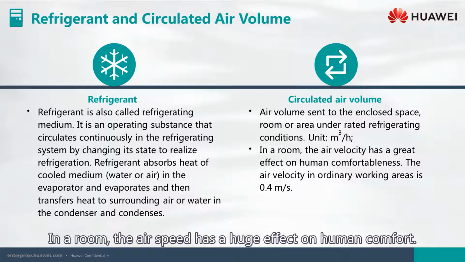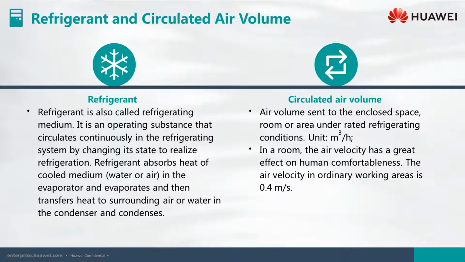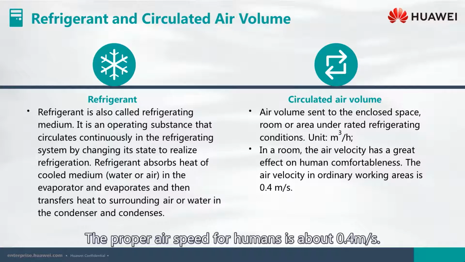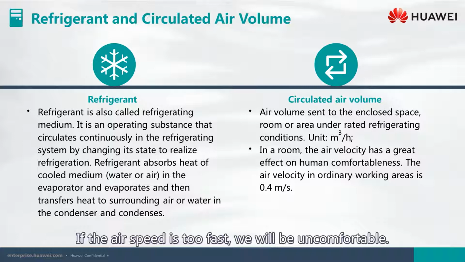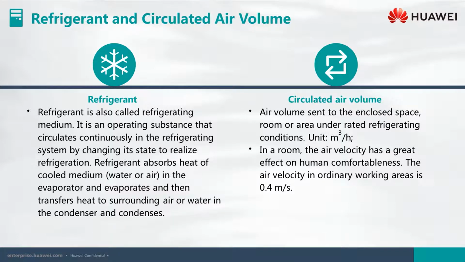In a room, the airspeed has a huge effect on human comfort. The proper airspeed for humans is about 0.4 meters per second. If the airspeed is too fast, we will be uncomfortable.